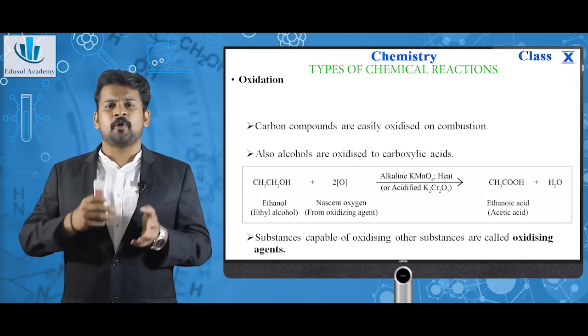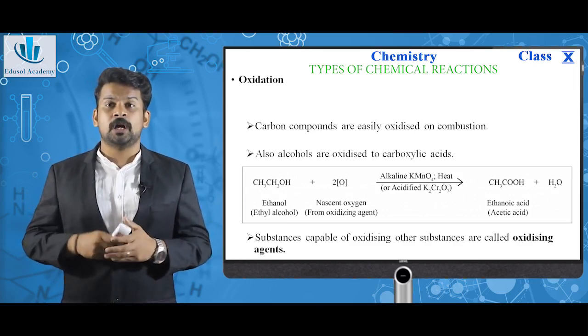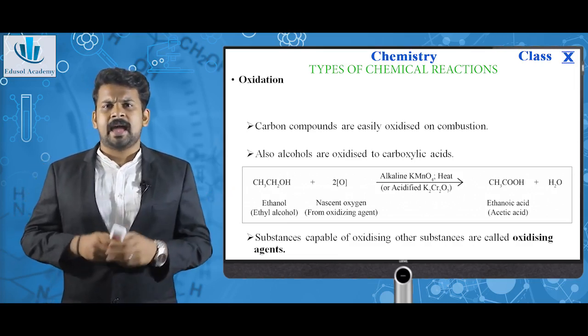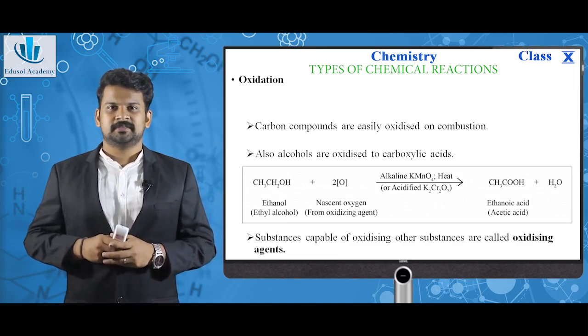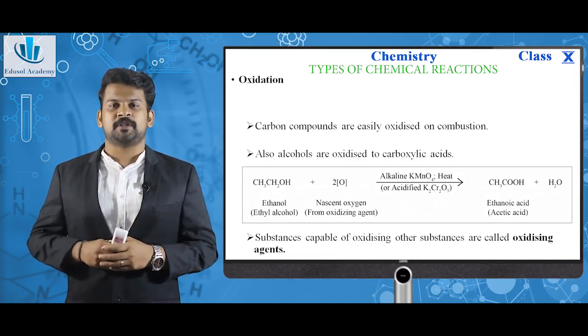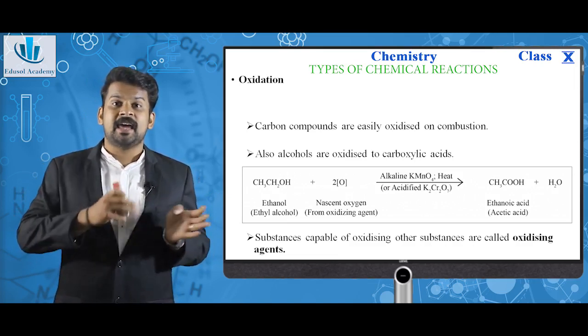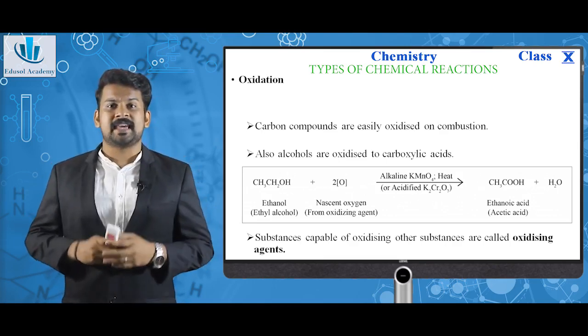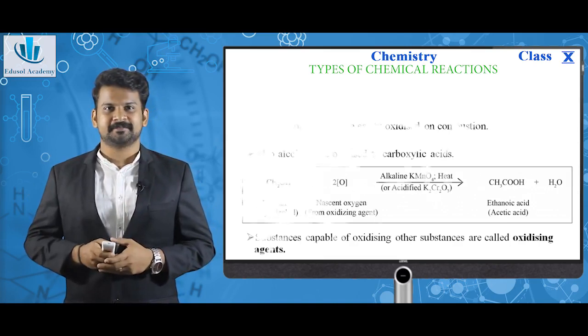Substances capable of oxidizing other substances are called oxidizing agents. As you can see here, alkaline KMnO4 is written. This is the main compound which is responsible for oxidizing ethanol to ethanoic acid. So, alkaline KMnO4 is an oxidizing agent.